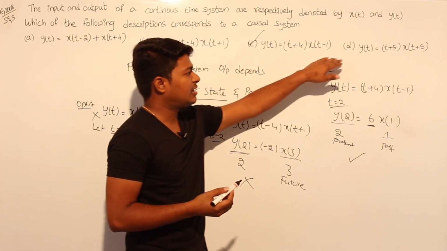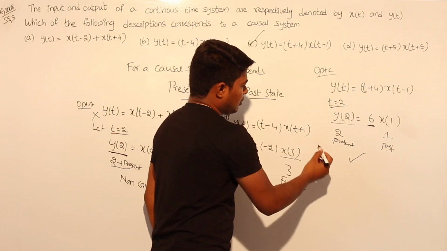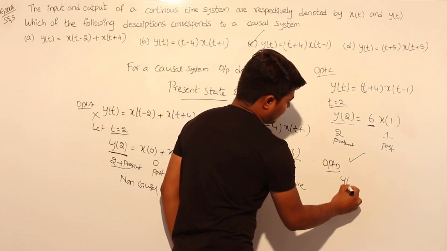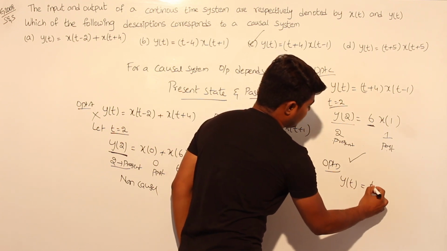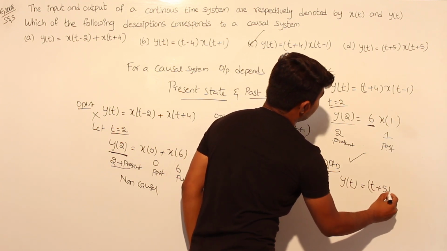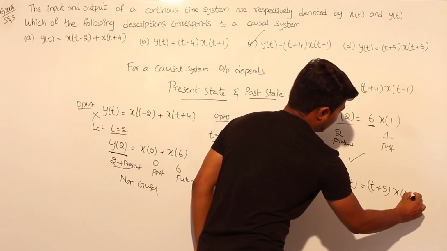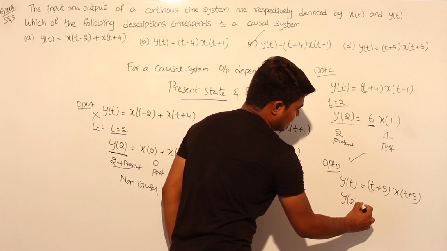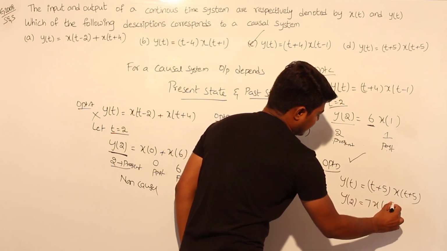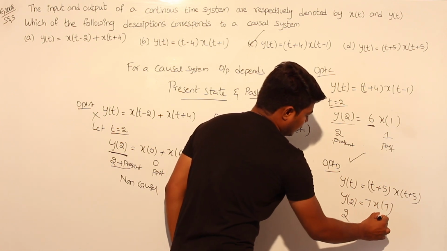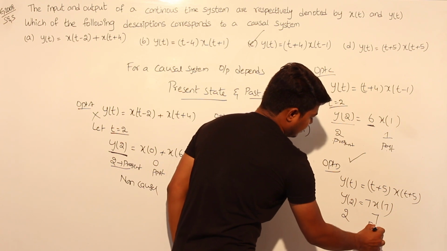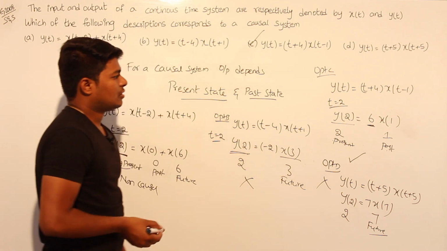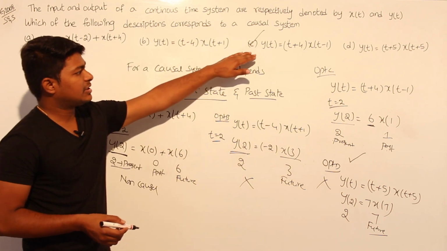But we will not stop here. We will check option D also. y of t is equal to t plus 5 into x of t plus 5. If you consider t equal to 2, y of 2 will become 7 x of 7. Here the present state is 2, and 7 is the future state for 2. So option D is also wrong. By this we can confirm that option C is the correct answer.